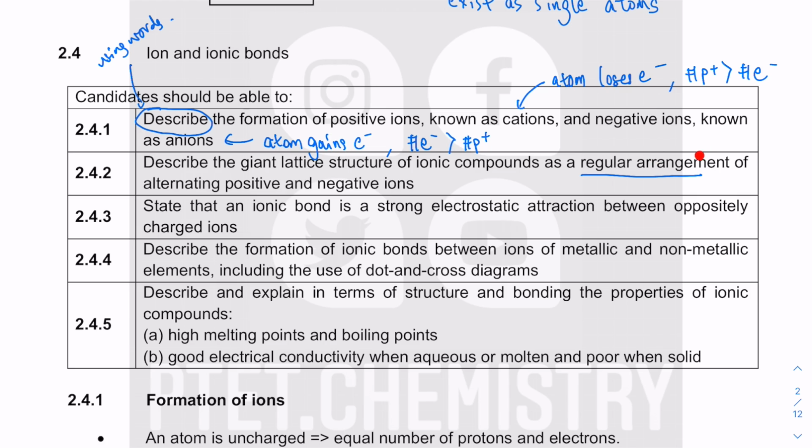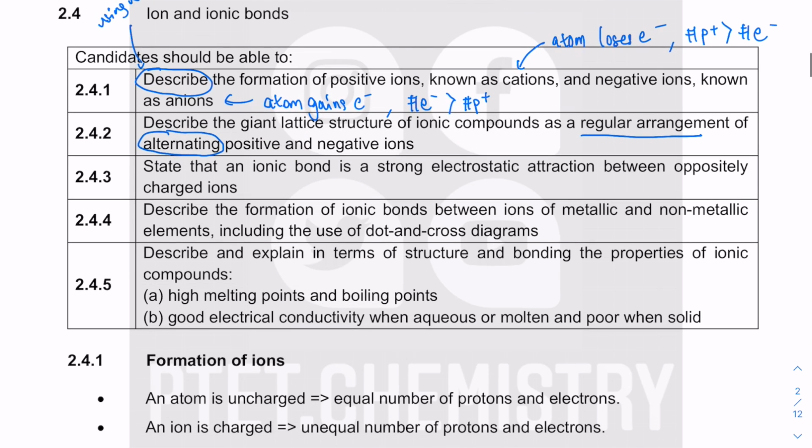Okay, ordered arrangement, and you have alternating positive and negative ions. Alternating because the positive will be attracted towards negative, the negative will be attracted towards positive. If you just show positive, positive, positive, surely they are not attracted to each other, but this is positive, negative, alternating. And it's a giant lattice structure. Be very careful. Giant lattice structure. It's a massive network, giant, and lattice structure because it's repeating as a regular arrangement, regular arrays of alternating positive and negative ions.